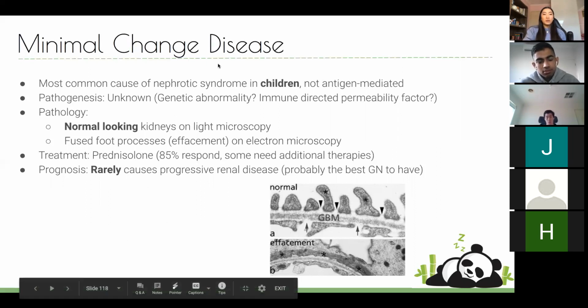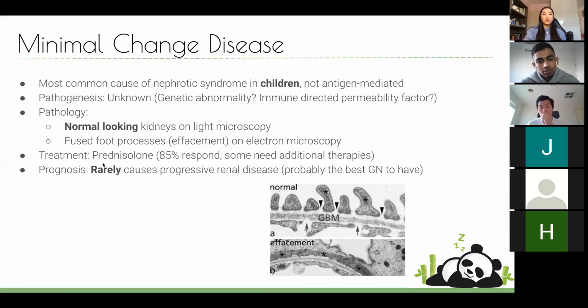This one is probably the best nephrotic syndrome to have because it's very responsive to prednisolone, and it very, very rarely progresses to chronic kidney disease. This is usually just something that people manage lifelong. And you'll see prednisolone is basically the go-to treatment for the majority of your glomerulonephritis conditions, because a lot of them are immune mediated. So our response is just to try to suppress the immune system. And that's what prednisolone does.